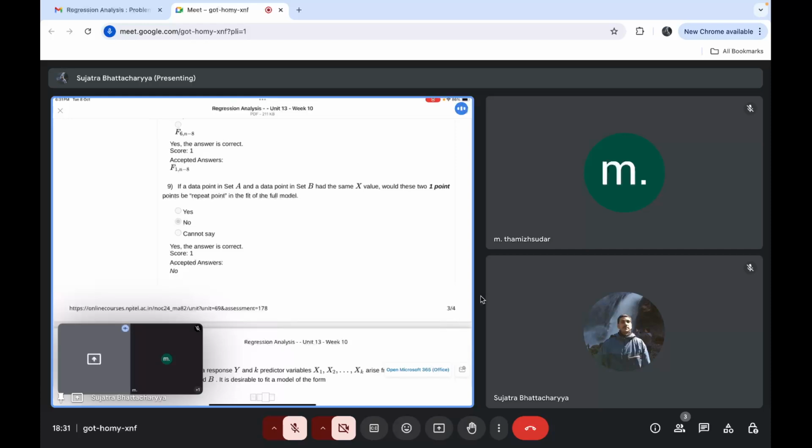The next question is, if a data point in set A and a data point in set B had the same x value, would these 2 points be the repeat point in the fit of the model? See, no, never. If you repeat the values, the regression model will change, because as you can see, the mean will change. If you repeat a variable twice in the entire data set, of course the mean will change, and hence the slope, intercept, whatever the things are there, all these things will change. So you cannot repeat. It has to be used once in any set of the data. So its answer should be no.